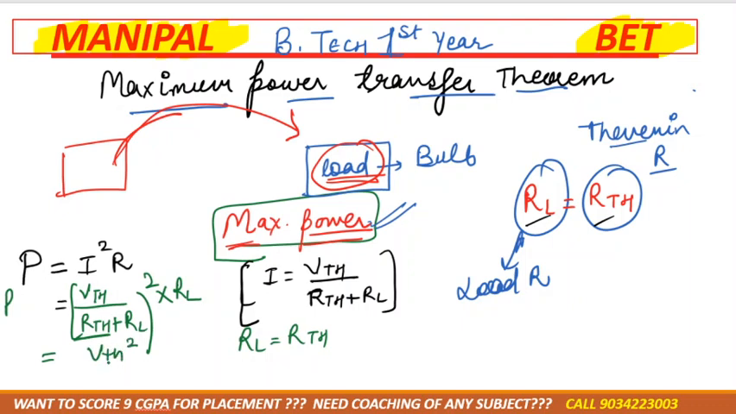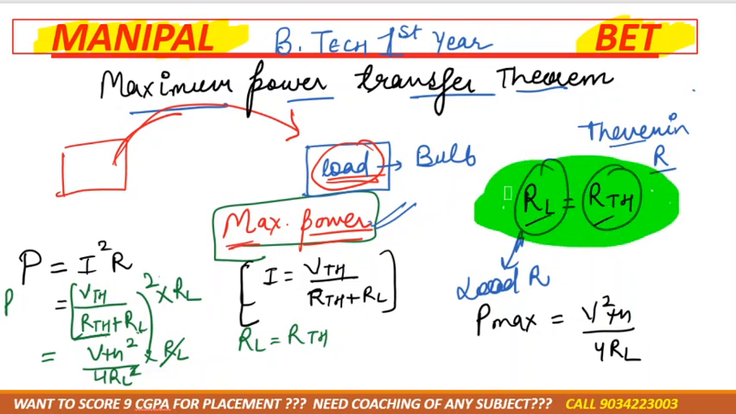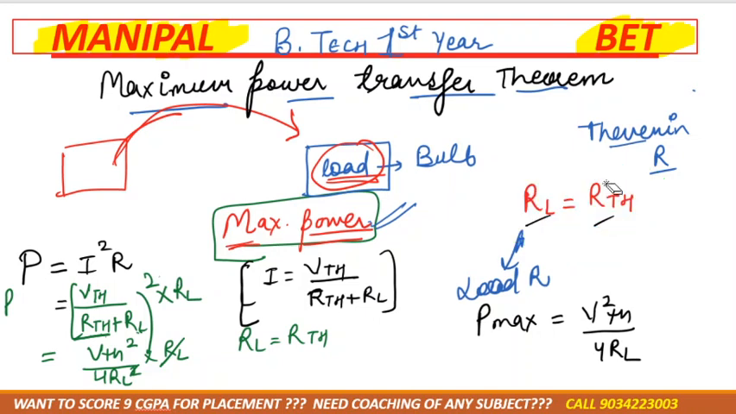So it would be VTH square times RL, divided by RL plus RL, which means 2RL whole square, which will become 4RL square, multiplied by RL. One RL with one RL is cancelled out. Now the final value for maximum power, you got it as VTH square divided by 4RL. Correct? So these two conditions you need to remember only in case of maximum power. That one is RL is equal to RTH. Okay. Write down this formula.